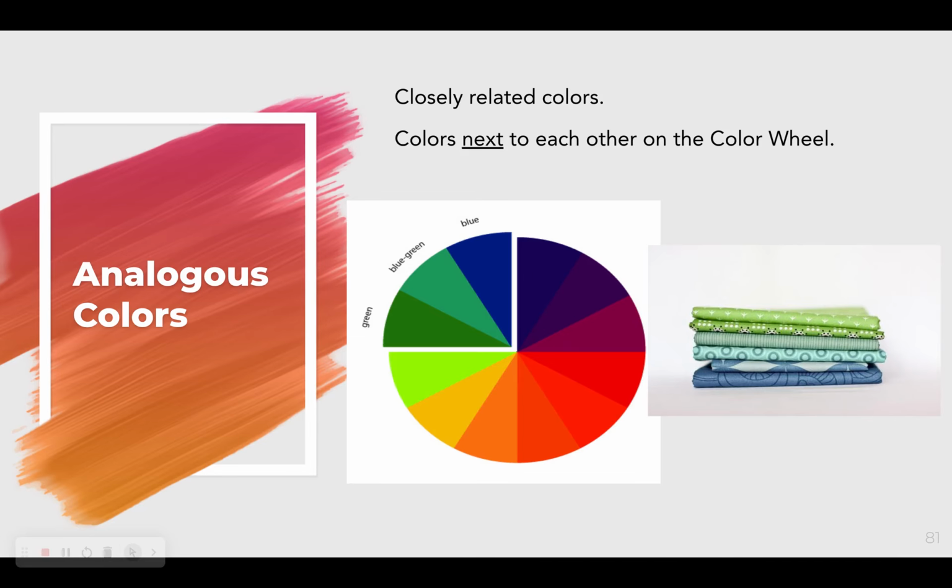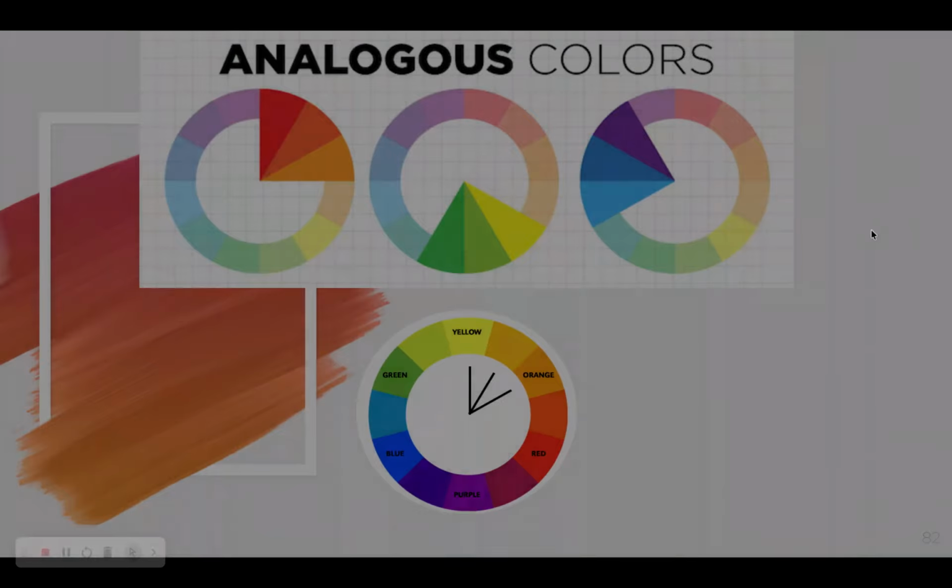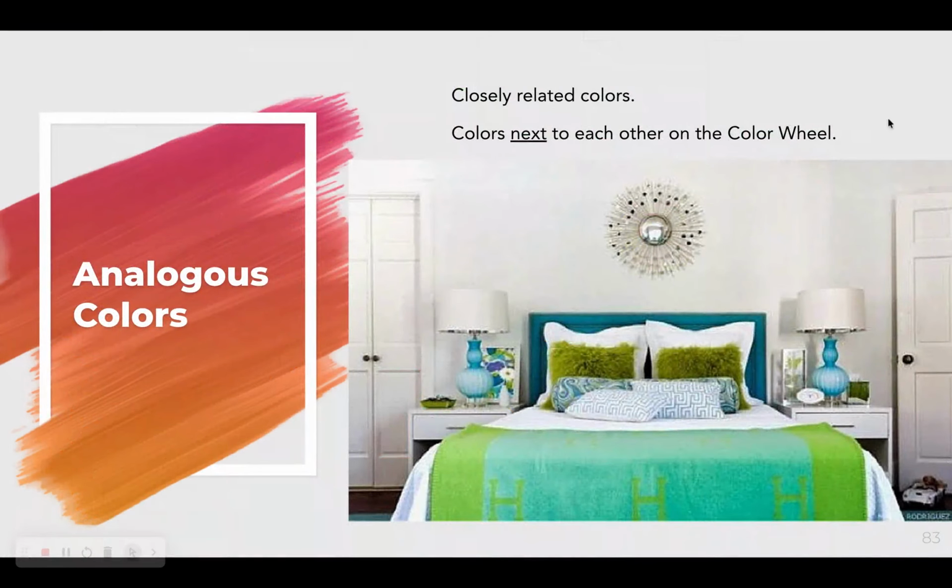Now we're going to talk about analogous colors. These are closely related colors because they're colors next to each other on the color wheel. So this stack of fabric here, this is an analogous color scheme of blue, blue-green, and green. Analogous colors, they are so easy to recognize. They're just 3 to 4 colors next to each other on the color wheel. We often see them in interior design. So this one uses some greens and some blues.